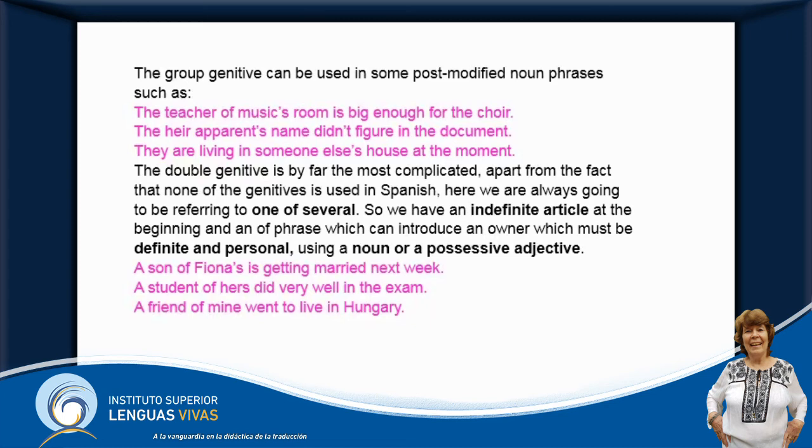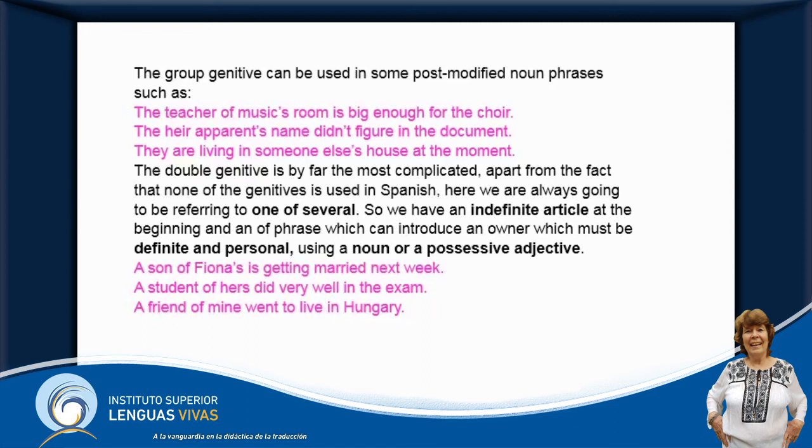So, if I say, a son of Fiona's is getting married next week, it means that Fiona has several sons, but only one is getting married. That's why we have an indefinite article at the beginning before son. You can also use possessive adjectives. So here we have, a student of hers did very well in the exam. And see that we start the sentence with a, which is an indefinite article, and then we have an of phrase with a possessive.